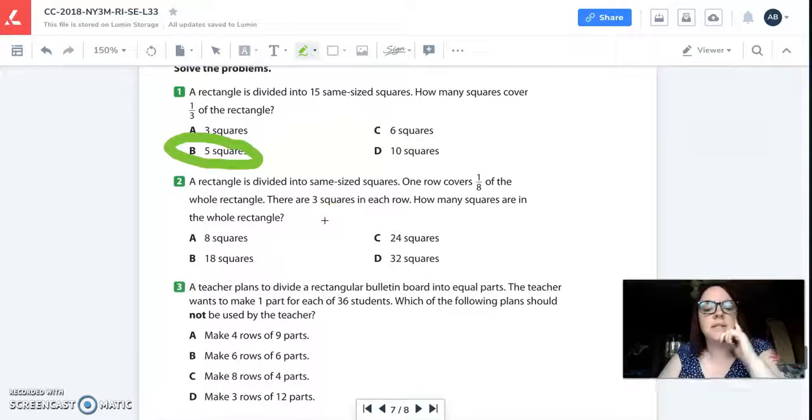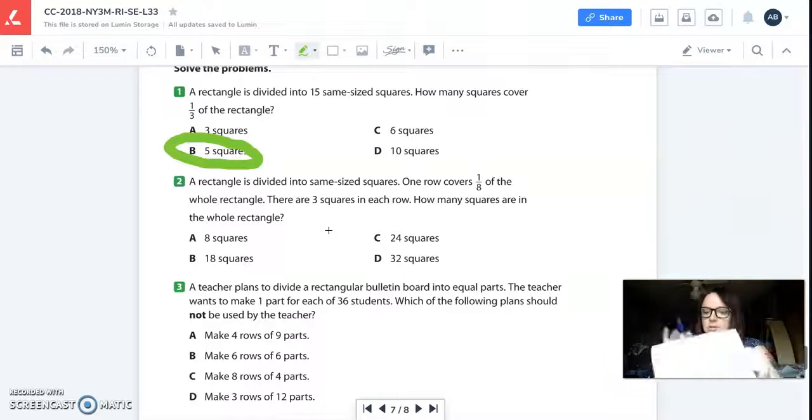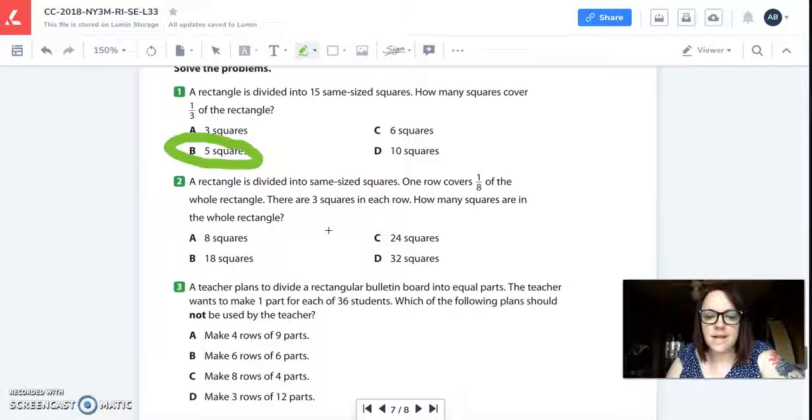All right, number 2. A rectangle is divided into same size squares. 1 row covers 1/8 of the whole rectangle. There are 3 squares in each row. How many squares are in the whole rectangle? Okay, do some more drawing. Should get some more paper out, maybe. Will you be able to see it? Yeah, okay. So we know that we have 8, and it says there are 3 squares in each.